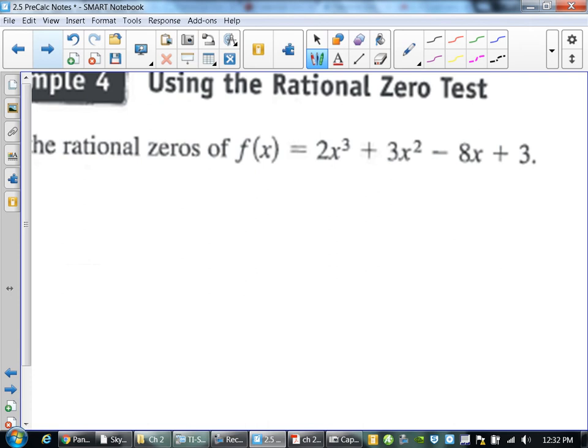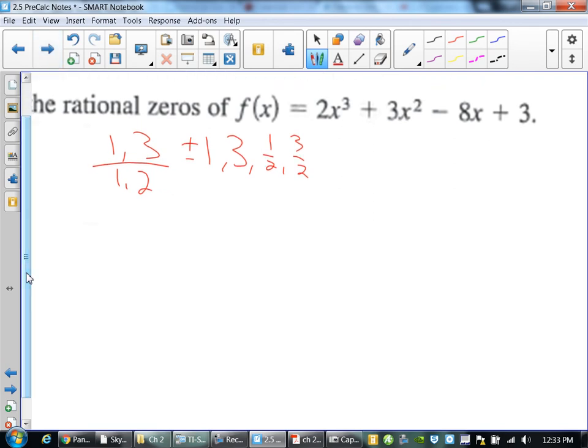Okay. So start with your list of the factors of 3. What are the possible factors of 3? 1 and 3, divided by 1 and 2. So your possibles here are going to be 1, 3, 1 half, and 3 halves, all plus or minus. And now you just start with your synthetic. 2, 3, negative 8, 3. Excuse me. Start with 1.